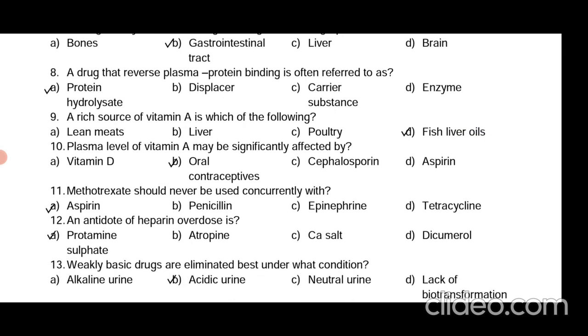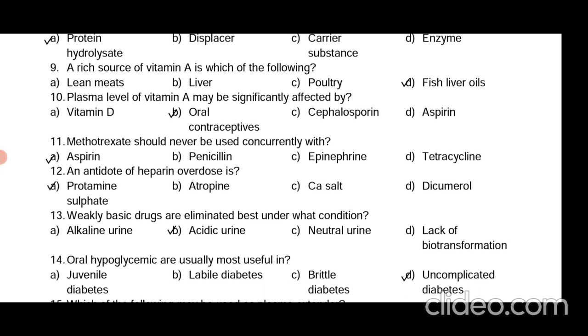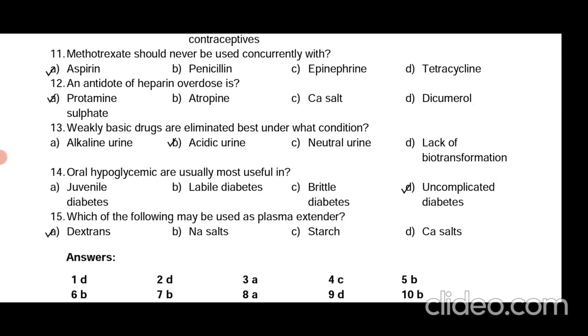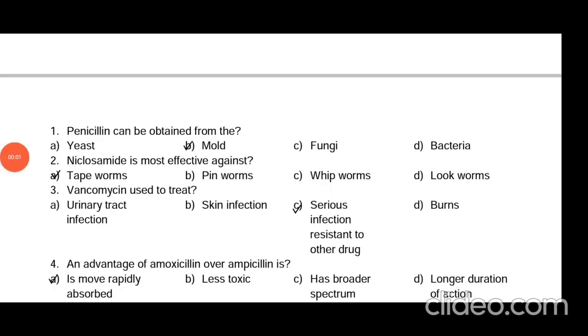Weakly basic drugs are eliminated best under acidic urine. Oral hypoglycemics are mostly useful in uncomplicated diabetes. Which of the following may be used as plasma extender? Dextrans. Penicillin can be obtained from mold. Niclosamide is most effective against tapeworms. Vancomycin is used to treat serious infection resistant to other drugs.